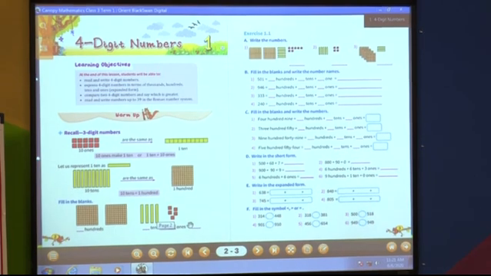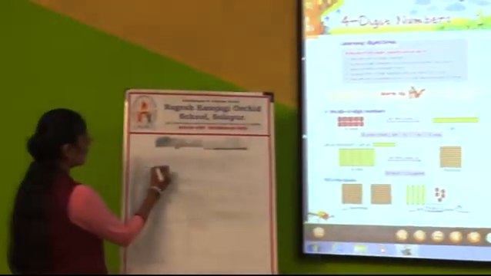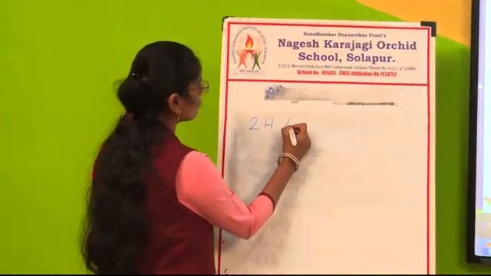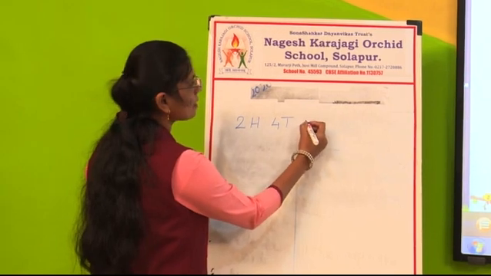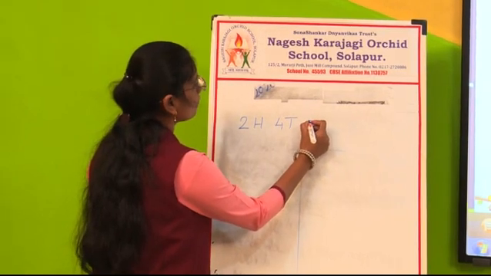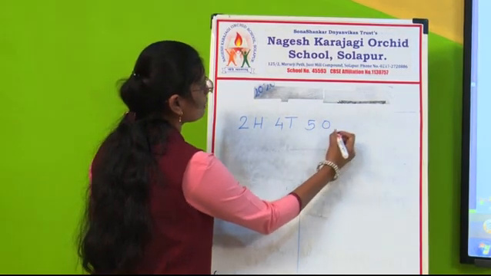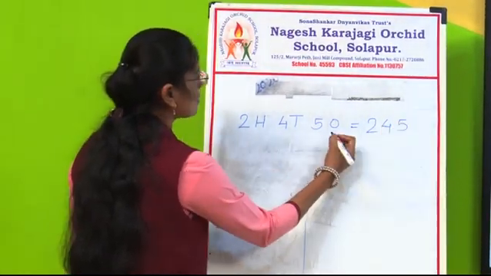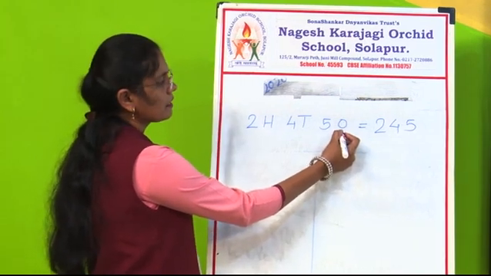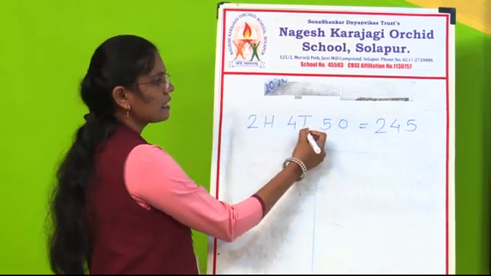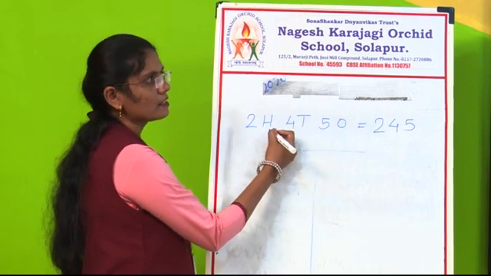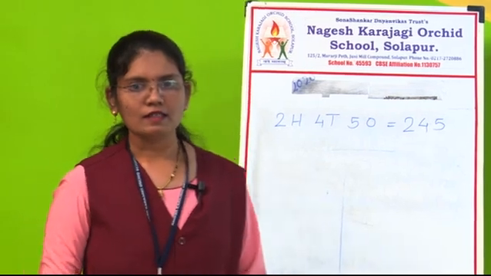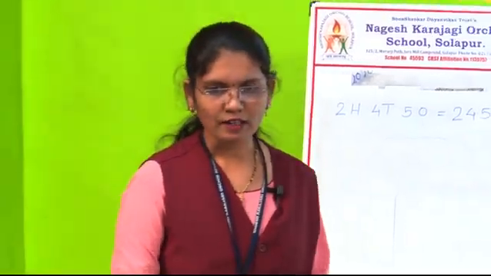Yes, here 2 sheets means 200. How many strips are there? 4 strips means 4 tens. And how many ones are there? 5 ones are there. So what will be the number? 245. See students, this O represents ones, T stands for tens and H stands for hundreds. Understood? Okay. Now let us start exercise 1.1.